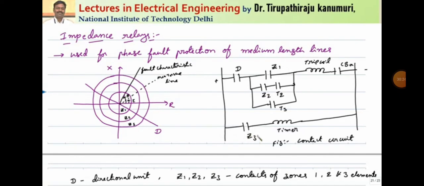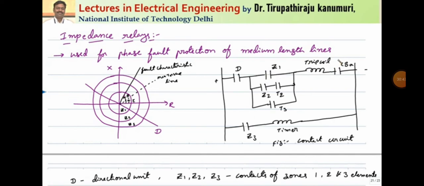Now when Z3 is activated, it will switch on the timer. This timer goes on increasing the time. These timer timings will be given to T2 and T3. Now Z1 is an instantaneous relay. So Z1 will operate immediately and it will trip the coil. This is what is done: trip the coil of your circuit breaker.